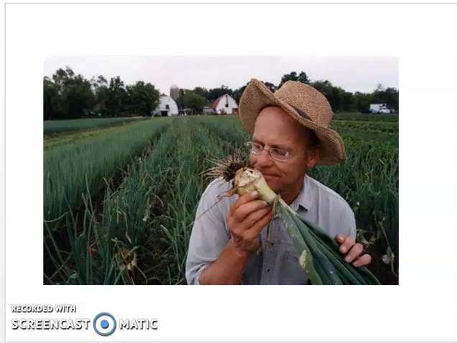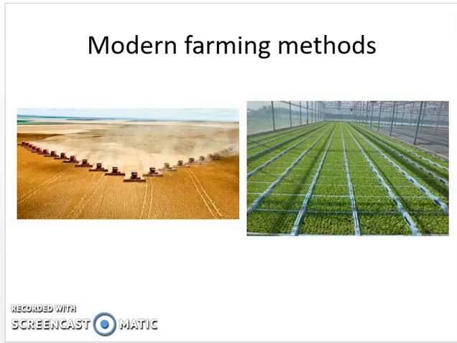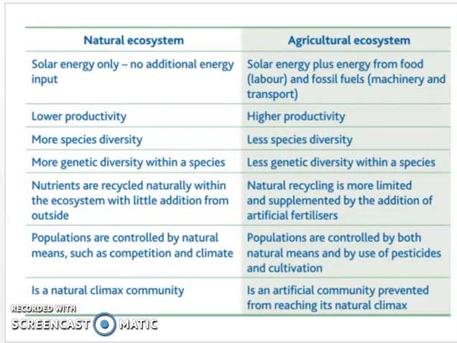Anyway, let's move on. Okay, so we have to think about modern farming methods in comparison to more traditional farming methods. And modern farming methods are very different to how it was in the past. Let's have a little look at the comparison between these two kinds of systems, and then we can look at what kind of things they do to increase efficiency within their farm. So a natural ecosystem has solar energy only, there's no additional energy input, whereas modern farming methods have solar energy plus what they get from machinery and fossil fuels.